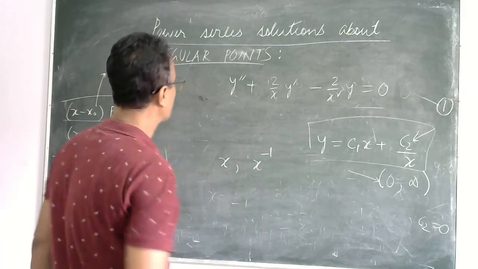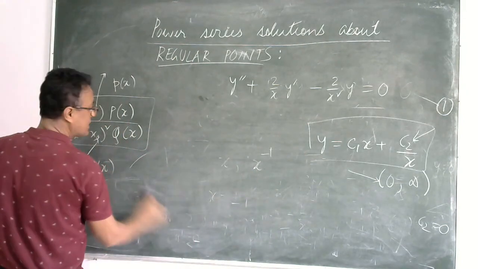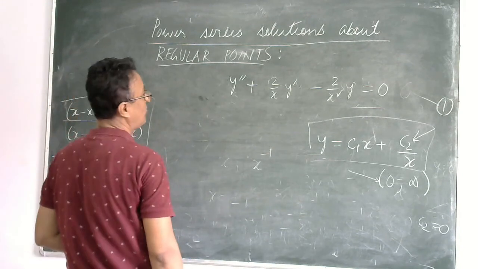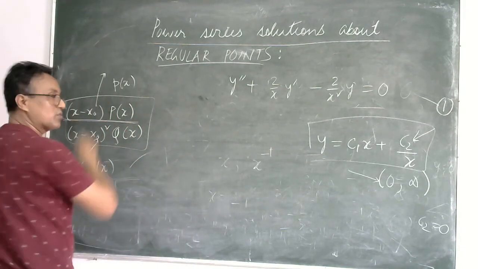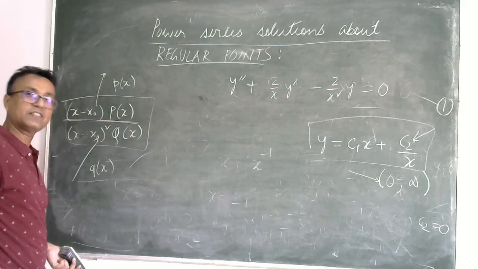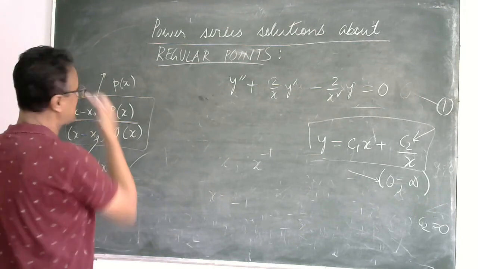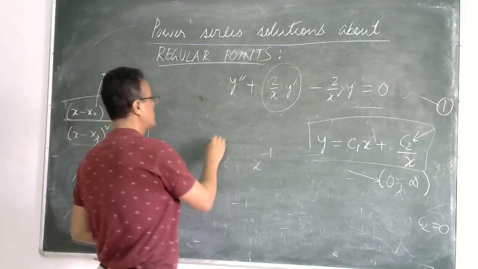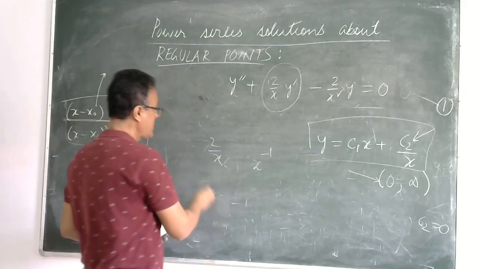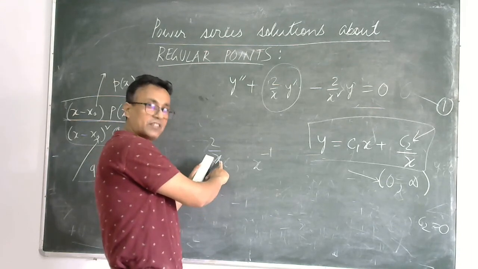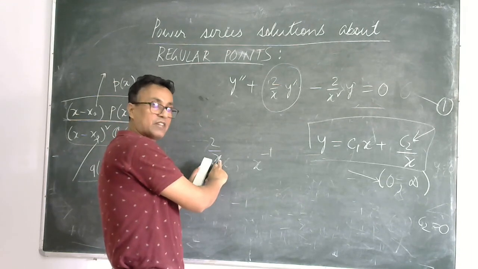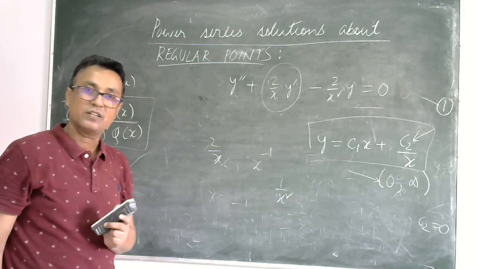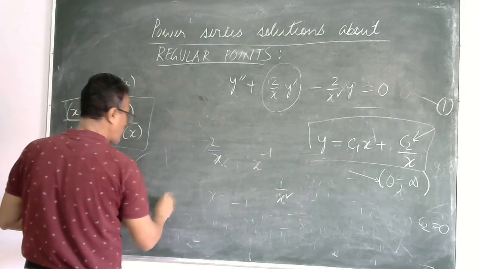But what we are going to do here, rather than avoiding them, is this: if somehow I can make this one an analytic function, then what is going to happen? Let me tell you. In this particular term, the coefficient of y prime is 2 by x. So my problem is because of this single power of x, that is x to the power minus 1. And here, it is because of 1 by x squared.